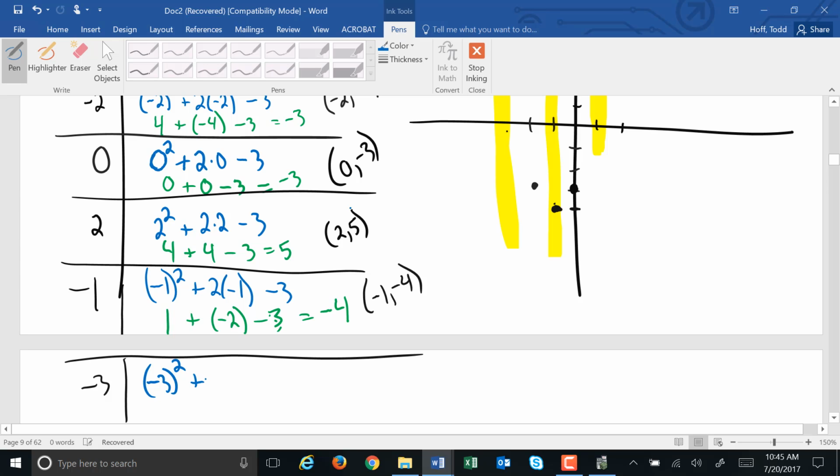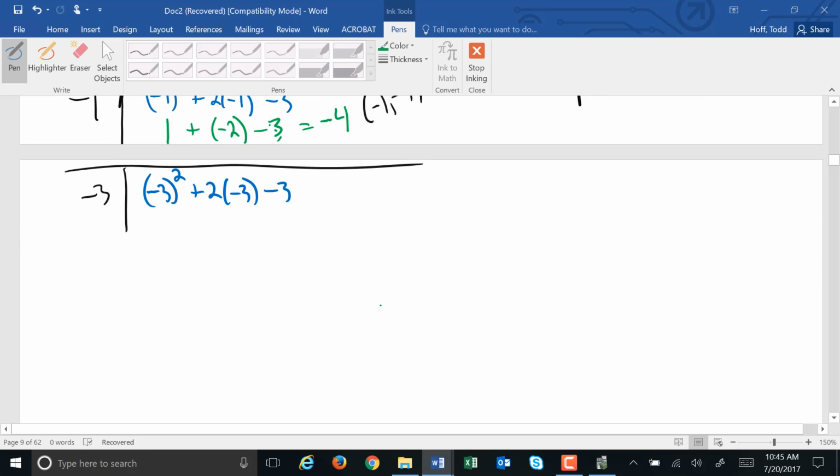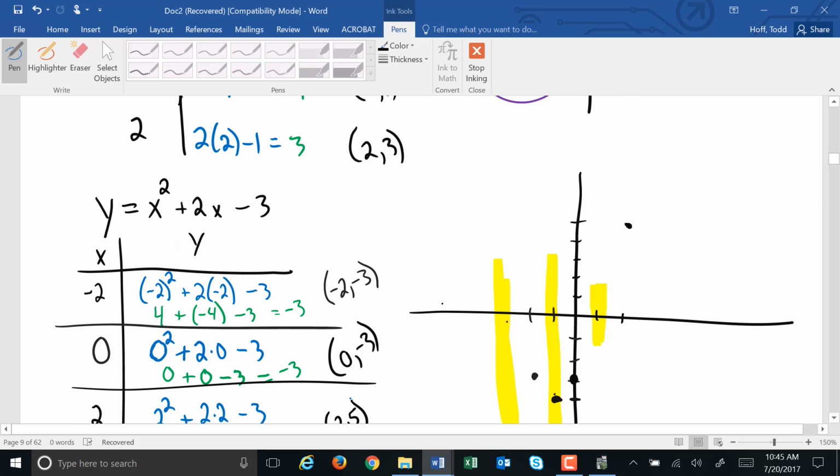So it's -3 squared plus 2 times -3 minus 3. What is -3 squared? 9. 2 times -3? -6 and minus 3. 9 plus -6 is 3, minus 3 is 0. So when x is negative 3, y is 0. So over here, negative 3, 0 is right there. We're getting a picture of our graph already.